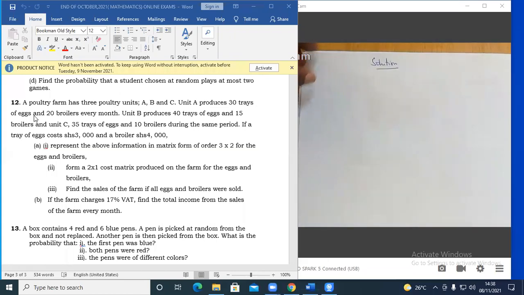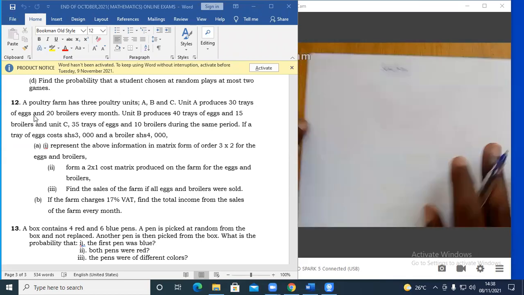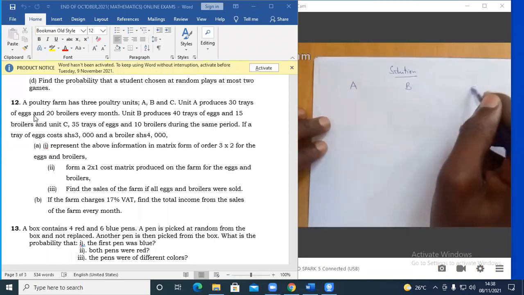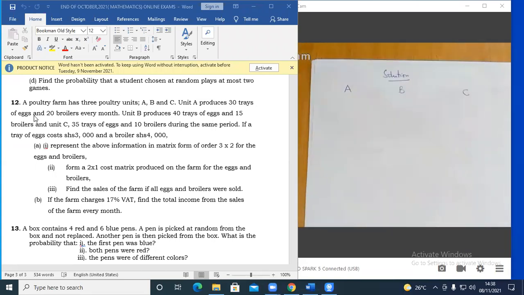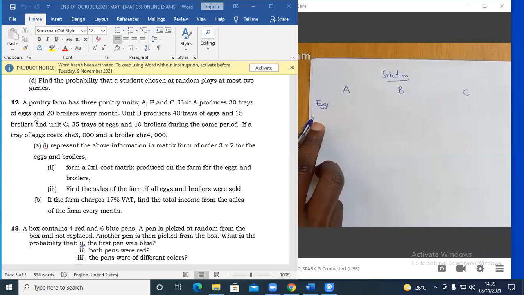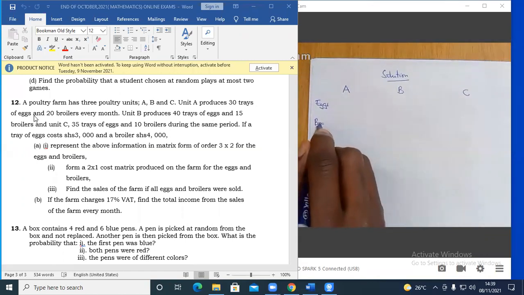A poultry farm has 3 poultry units: A, B, and C. Unit A produces 30 trays of eggs. Now, how many items do we have from each unit? We are producing 2 things: eggs, which are counted in trays, and broilers.